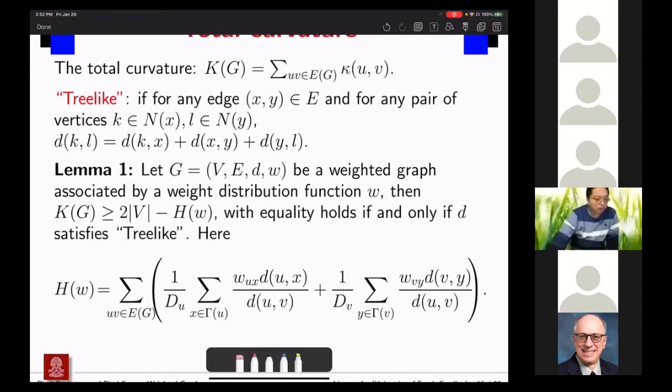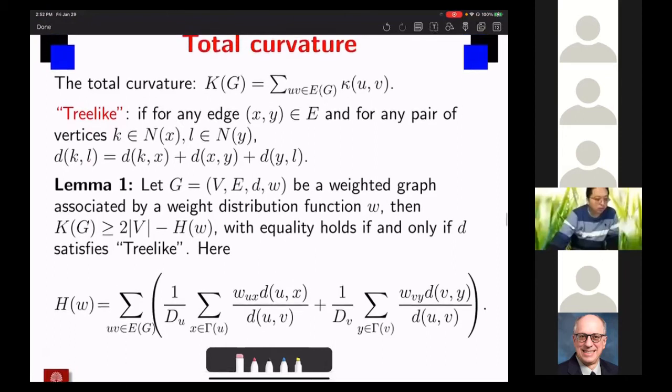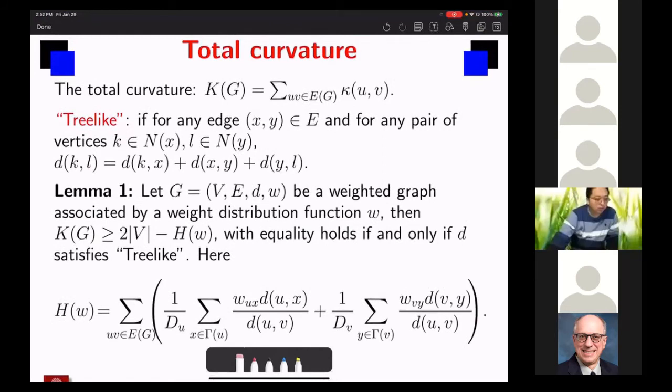Let me just write here. If you pick the weight W equal to a function of one over D squared, something like this, then they find the total curvature is minimized at a simple graph. They tried it experimentally, this works, and they ask why. So this is how the problem comes about. Now I give a solution.